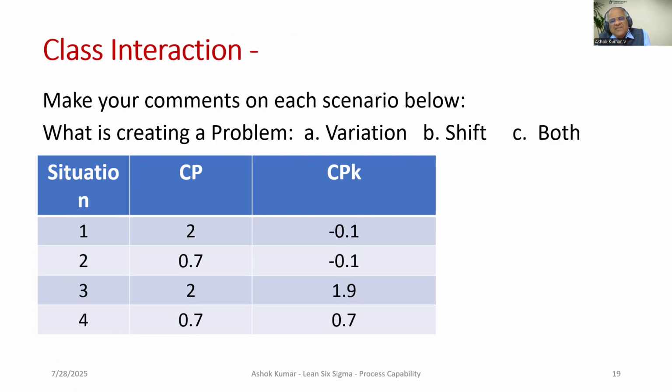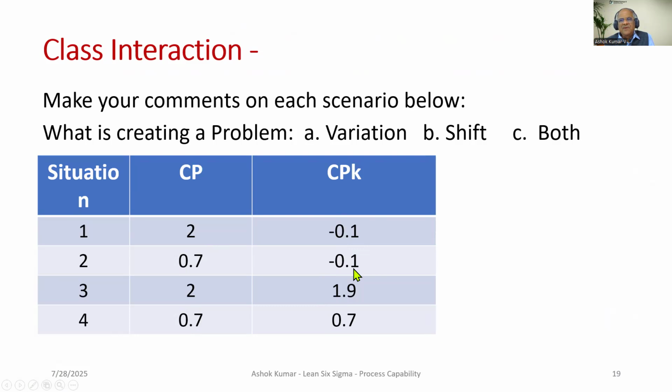The first situation is CP of 2 and CPK of minus 0.1. What do you think about the spread or the variation or the shift? Is the variation a spread, a shift, or both? CP is a good value, 2, which is six sigma. Minus 0.1 is a very low value. So what do you say?